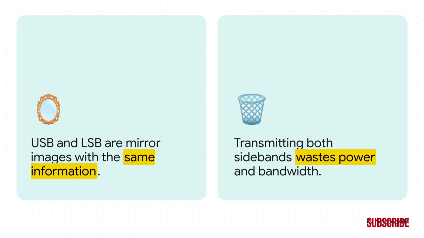They contain the exact same information. If your receiver picks up the USB, you have the whole message. If it picks up the LSB, you still have the whole message. So, transmitting both of them together, it's completely redundant. We are still wasting precious energy and bandwidth.